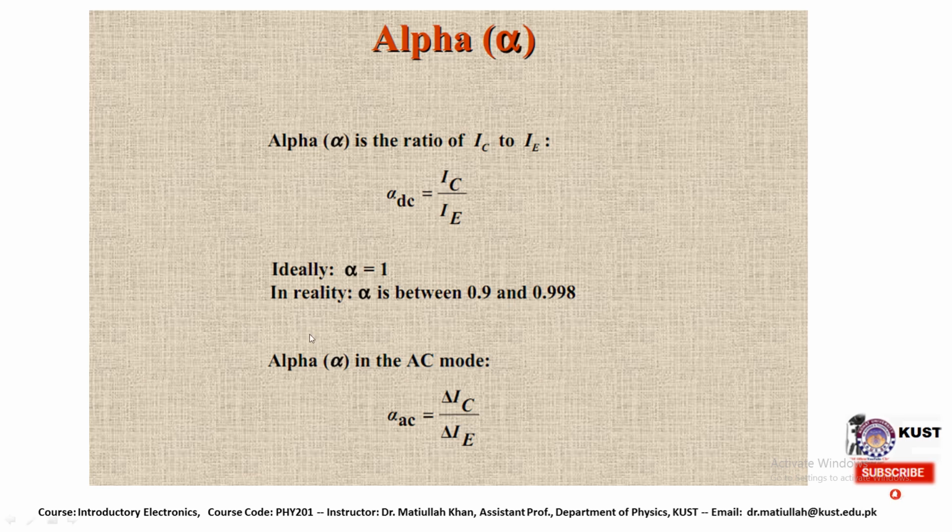Alpha in the case of AC mode is a bit different, and it describes the change in the collector current. So in AC mode, alpha AC should be equal to delta I_C divided by delta I_E, with C and E in the subscript.